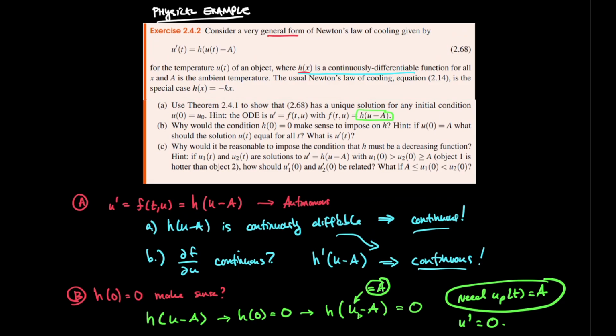Okay. And then lastly, maybe we'll just discuss this because I'm out of room too. But why would it be reasonable to impose the condition that h must be a decreasing function? H has to be decreasing. Well, given the context, it's a law of cooling, so that's losing energy, so it's a constant decreasing event of some kind. There's no energy being put in the system, so there's no addition or growth of some kind.